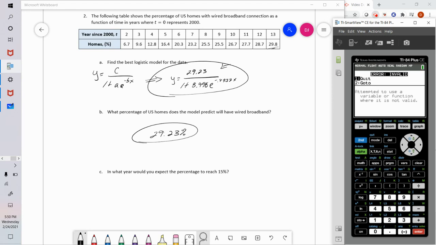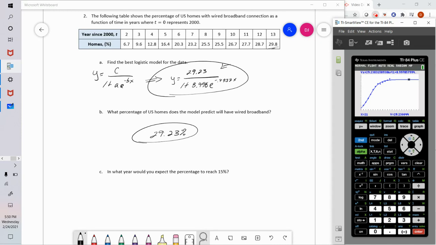Whoops, we've had this before. Calculator screaming at us. We're going to hit go to, right? Because in our window, our X values are only going up to 14. Let's go at least out to 2025. Notice how that levels off. So calculate that value again. In 2020, the model would predict 29.22% of homes. In 2021, 29.23% of homes would be predicted to have broadband internet.